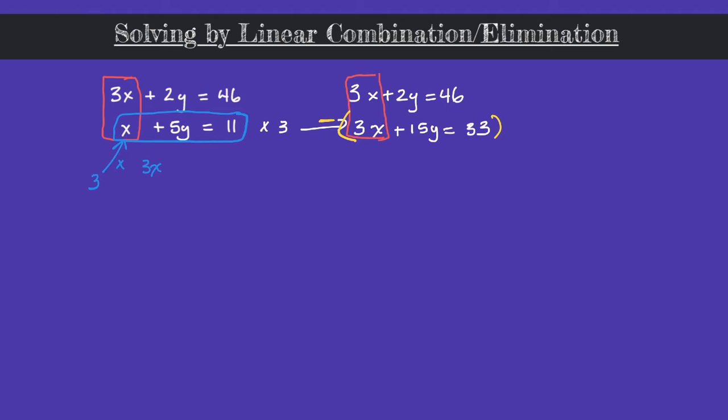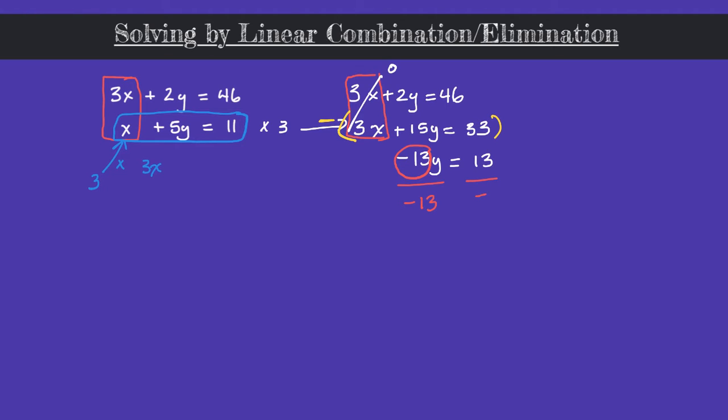So 3x minus 3x is 0. 2y minus 15y is negative 13y. And that is going to be equal to 46 minus 33, which is 13. Now let's go ahead and solve for y. We're going to divide both sides by negative 13 because negative 13 is what's being multiplied by y, and that's what we want to get rid of.